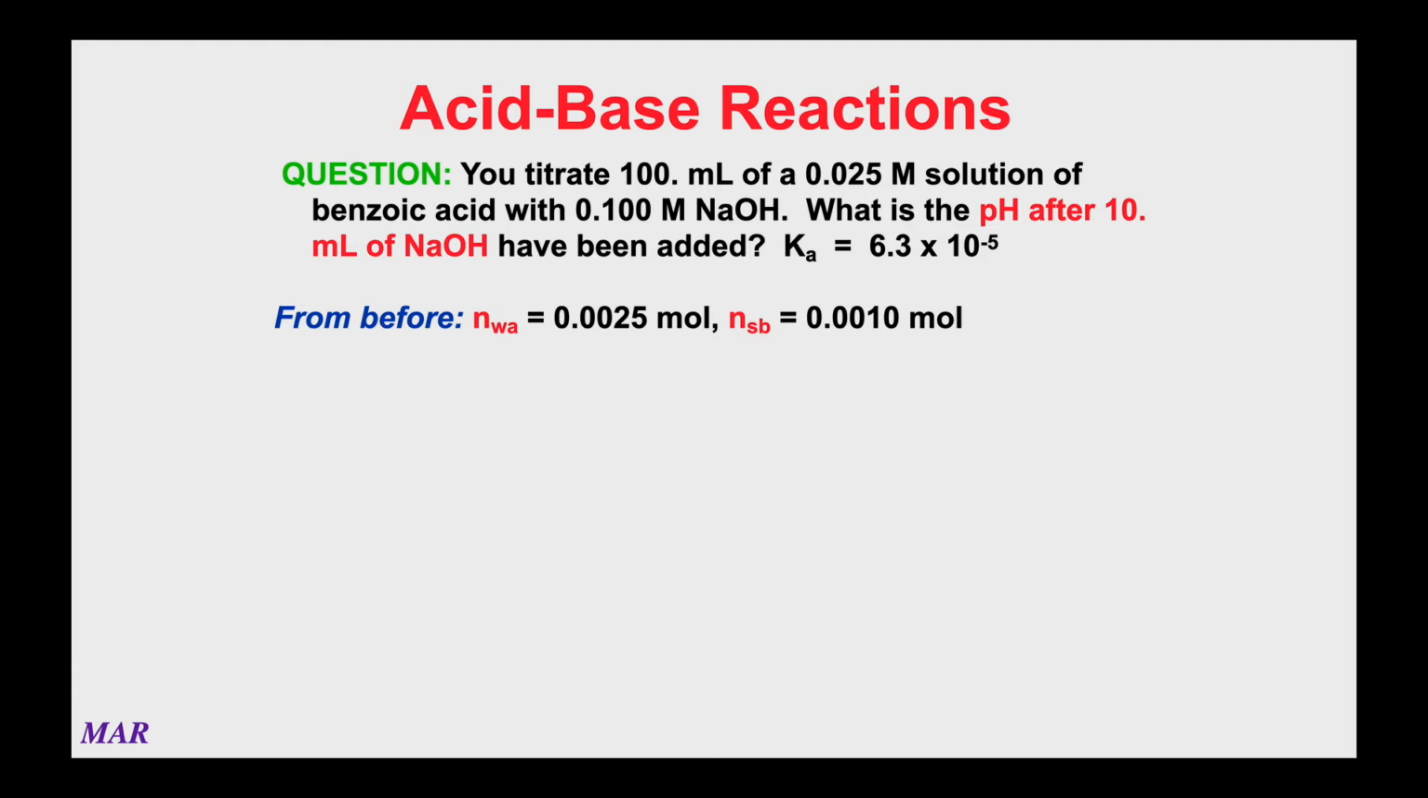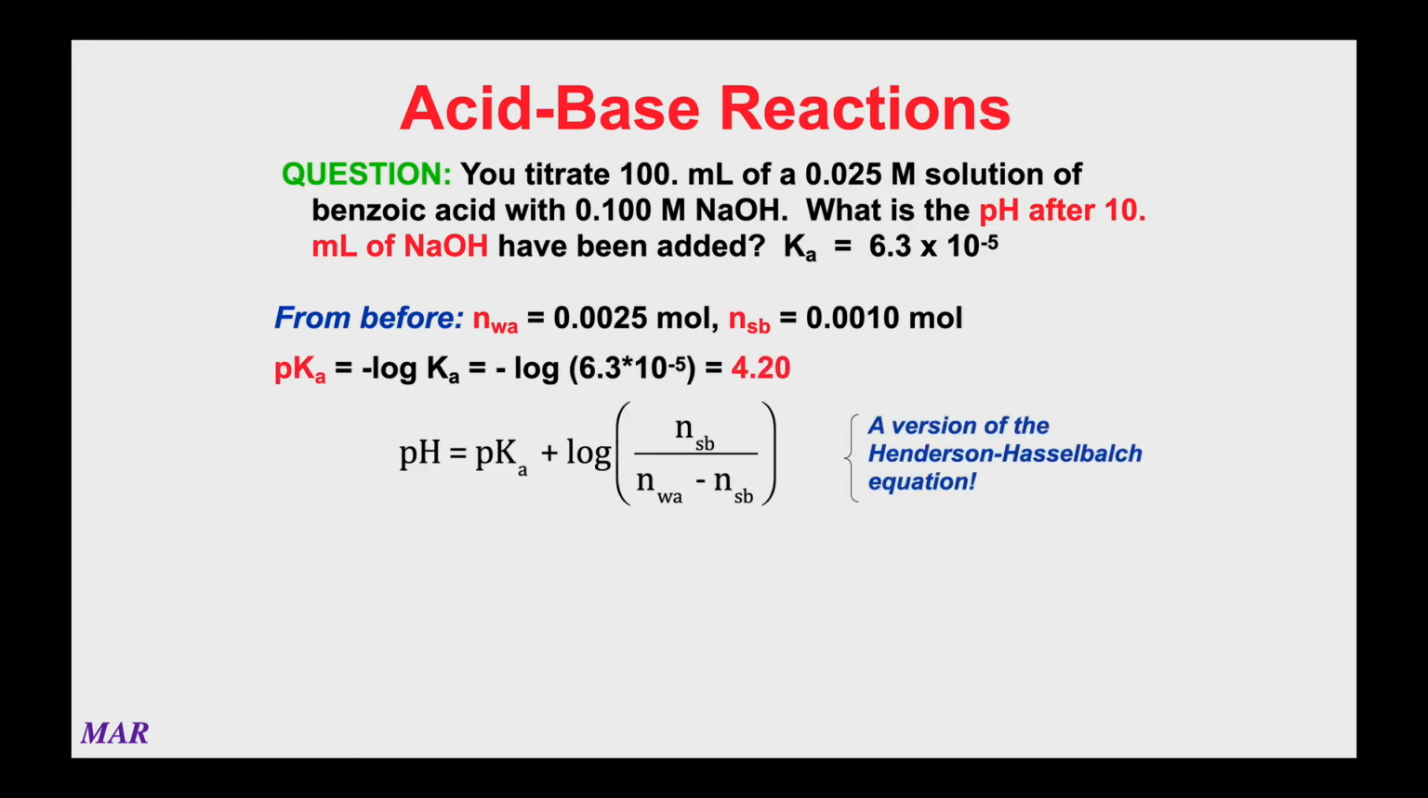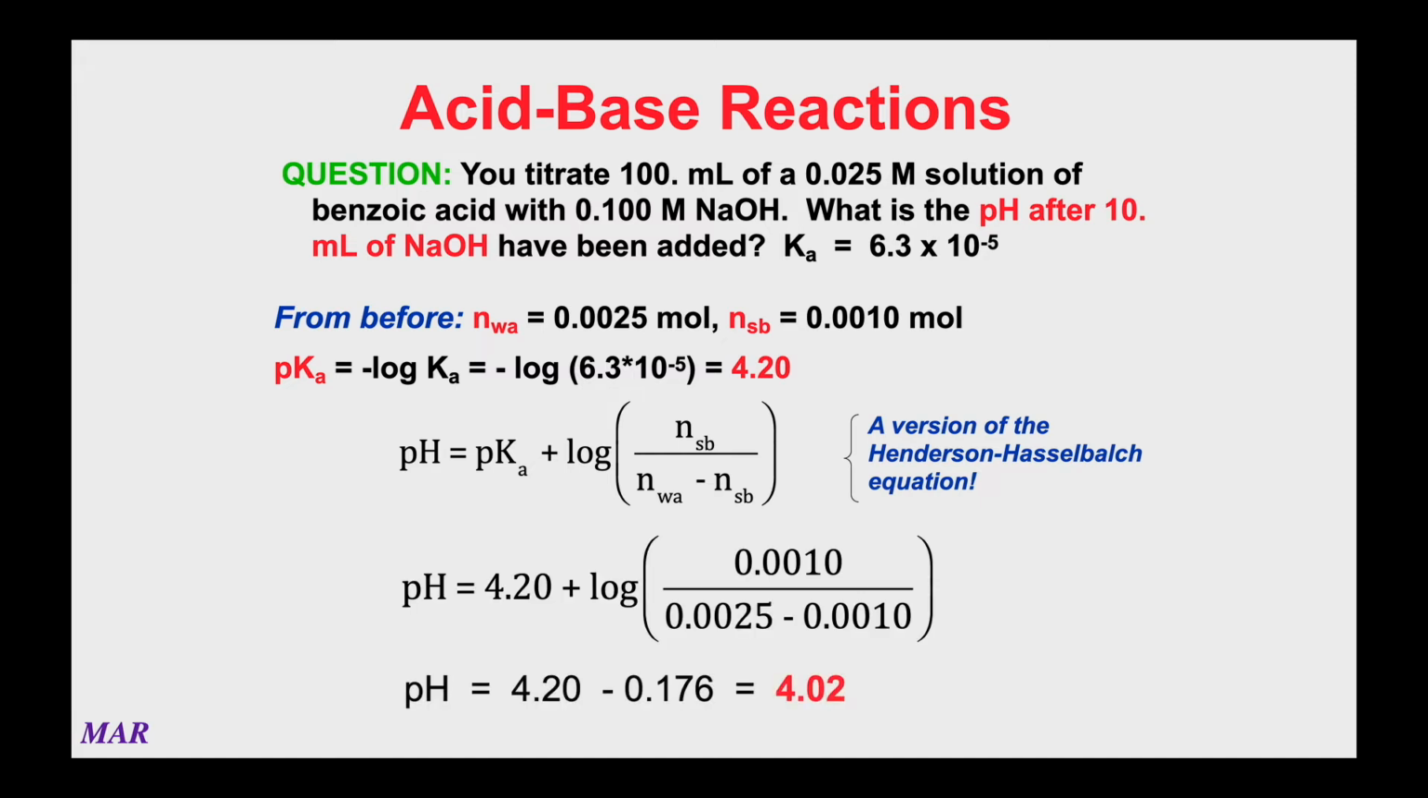In the pre-equivalence region, knowing it's kind of like a buffer, what I recommend is you use this version of the Henderson-Hasselbalch equation. It's an equation where you're adding a strong base to a buffer. The moles of weak base was 0, so I didn't include that. But as you can see, then it's just based on pKa and NSB and NWA. Now, pKa, minus log of Ka, that comes out to be 4.20. And if you plug those numbers in, you should get out a value of 4.02. That's the pH when 10 milliliters of sodium hydroxide has been added.